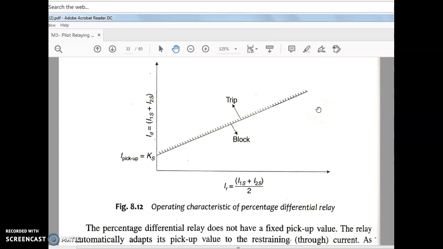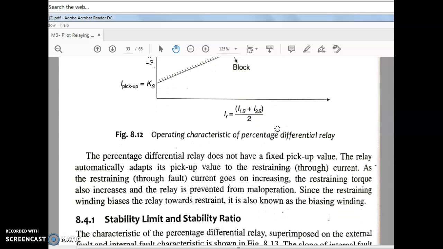The percentage differential relay does not have a fixed pickup value. The relay automatically adapts its pickup value to the restraining current. As the restraining current goes on increasing, the restraining torque also increases, and the relay is prevented from mal-operation, so the restraining winding biases the relay towards restraint. It is also known as the biasing winding. This is about the percentage biased relay.